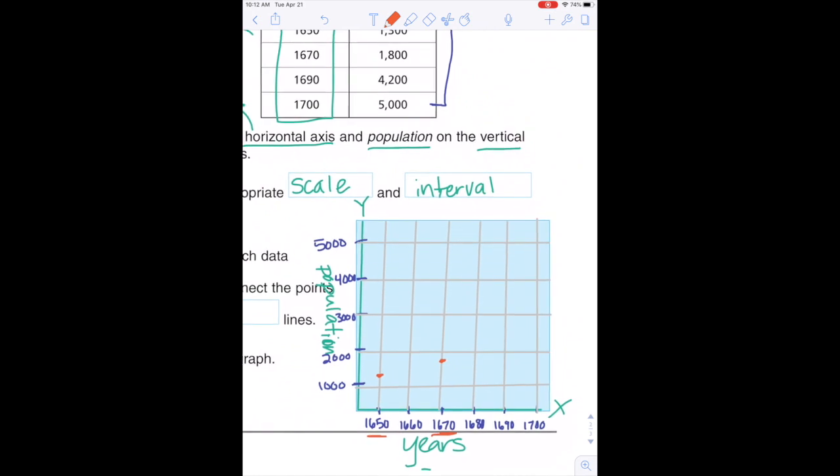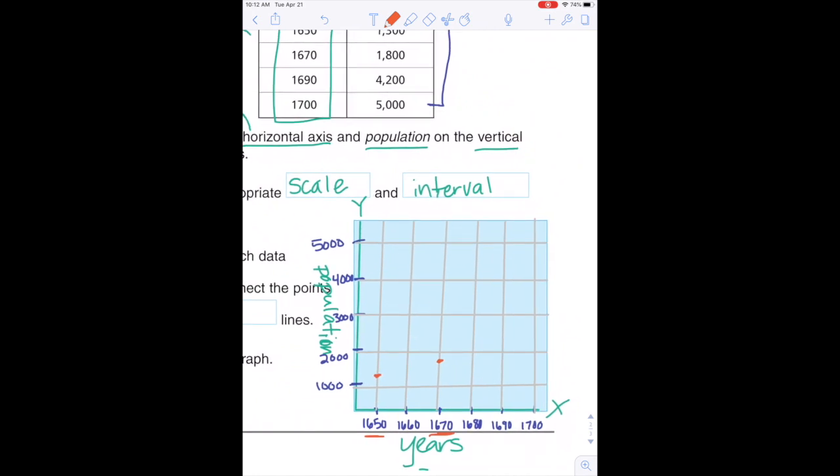Our next data point is 1690. So again, we're jumping ahead a little, and we're at 4,200. So go all the way up to find our 4,000, and go a little above it. Then our last data point is the year 1700, and we're at 5,000.